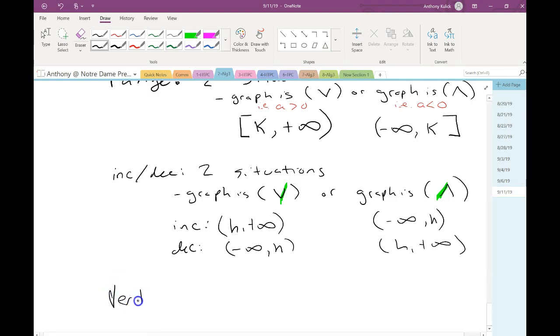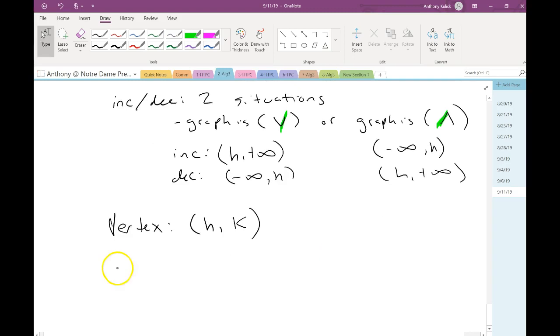Man, guys. I guess we probably should have mentioned this earlier, but the vertex is always h comma k. Probably should have led off with that one.